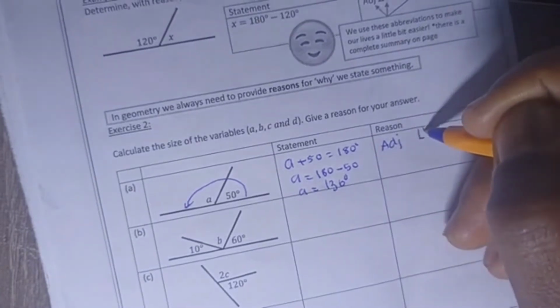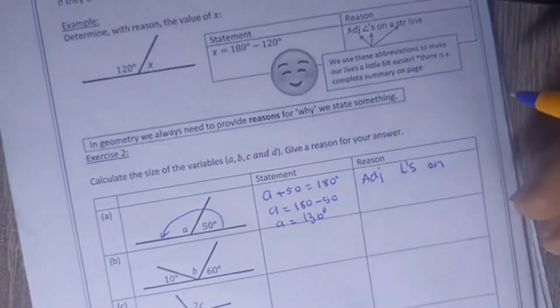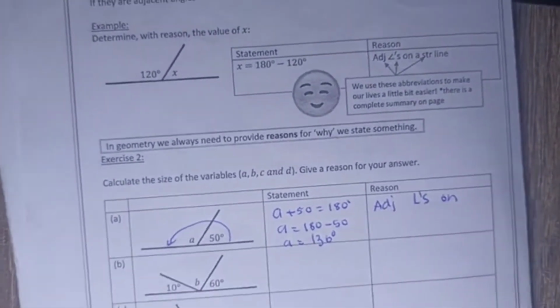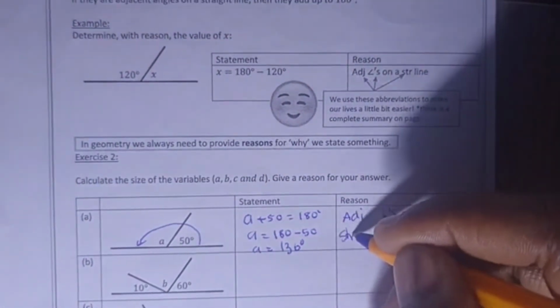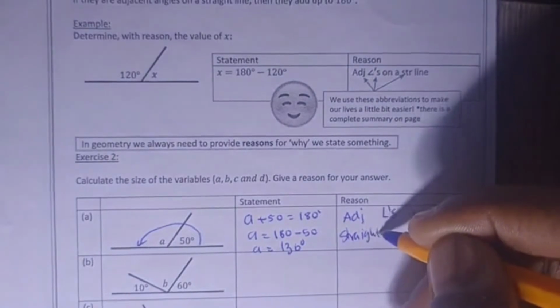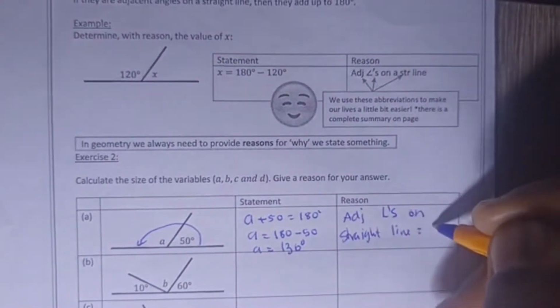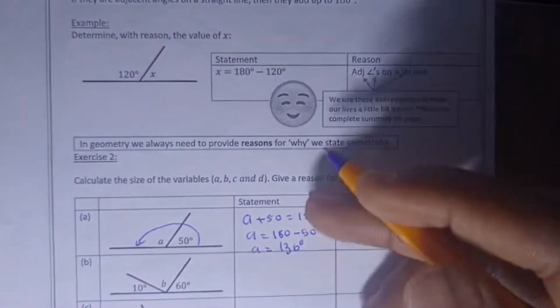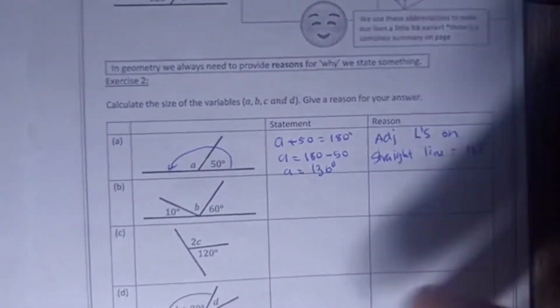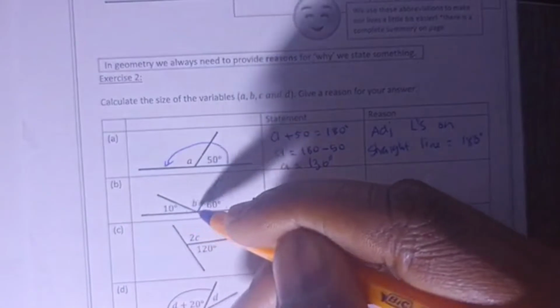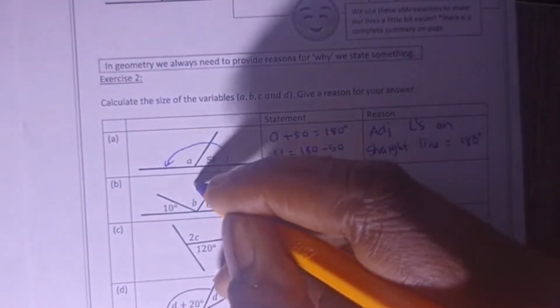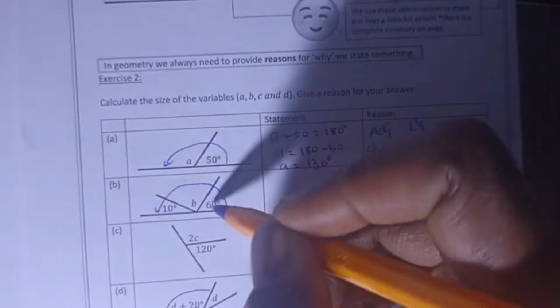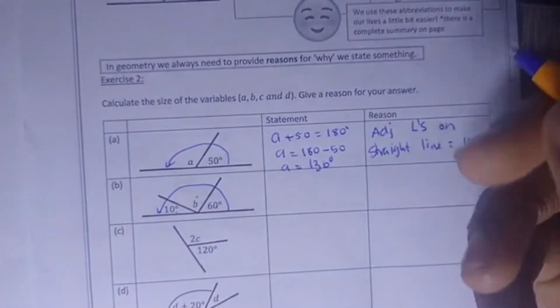Adjacent angles on a straight line equals 180. See, these are angles on a straight line. Let's move right along. This one also, I notice a straight line. A straight line is a straight line. Angles on a straight line must give us how much? 180. So this angle plus this angle plus this angle must give me 180.